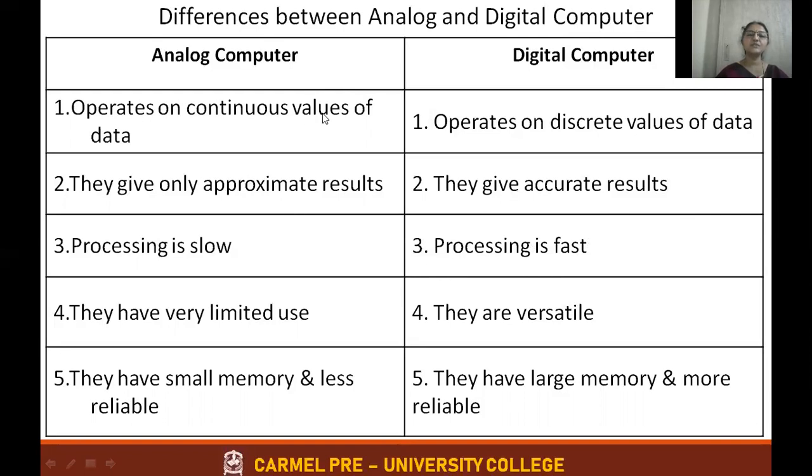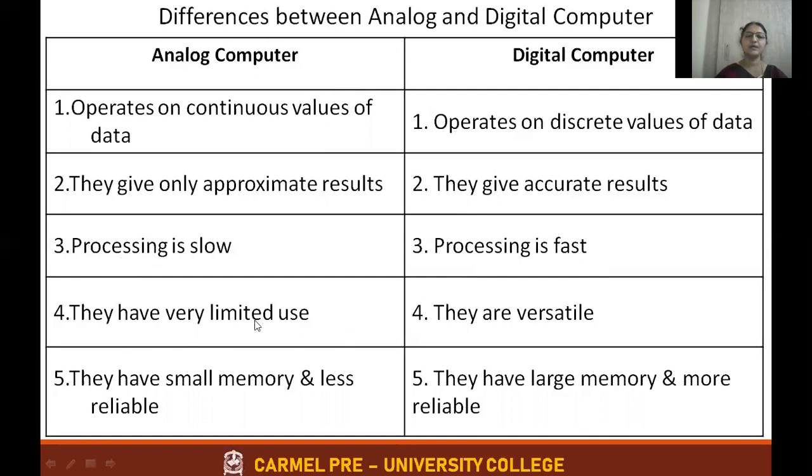So analog computers operate on continuous values of data, whereas digital computers operate on discrete values of data. Discrete means discontinuous. Then second point, analog computers give only approximate results, whereas digital computers give accurate results. It's always 100% accurate. Whereas in analog computers, processing is slow, while in digital computers, processing is fast.